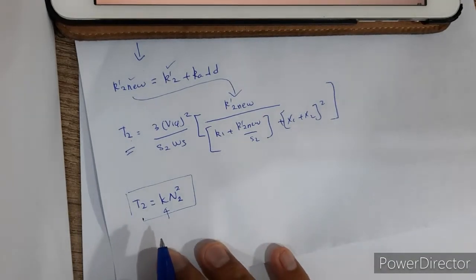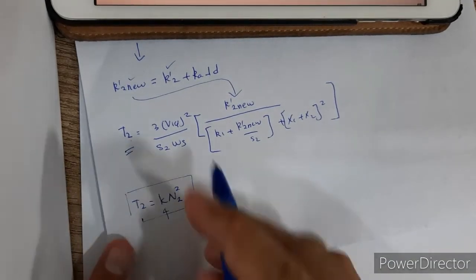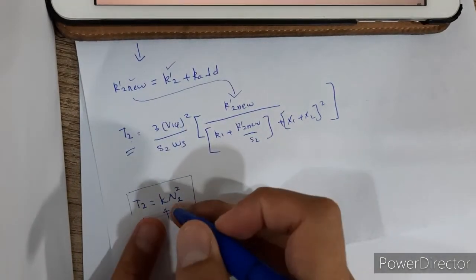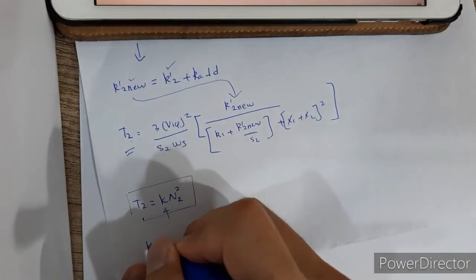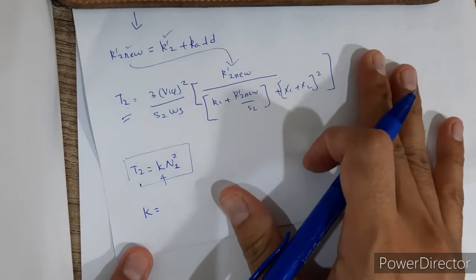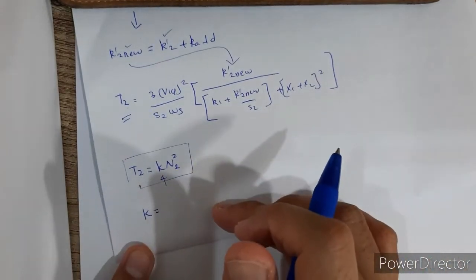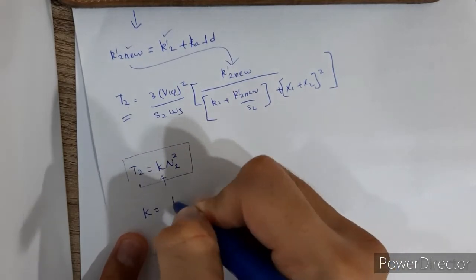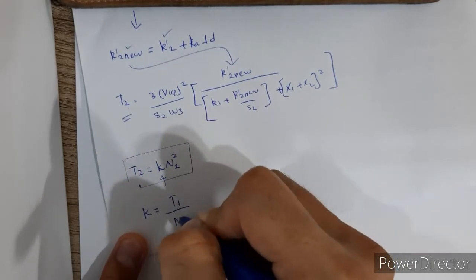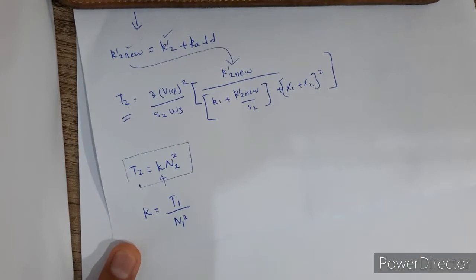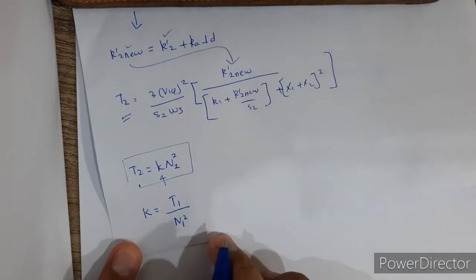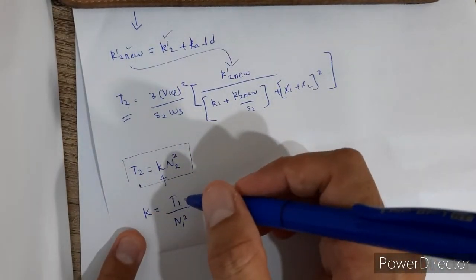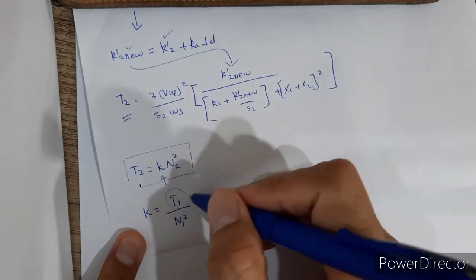constant. Okay, how to determine K? By using the similar equation. K is determined by using T1 and N1. So if we arrange this equation, K equals to T1 over N1 squared. So firstly you have to determine T1.